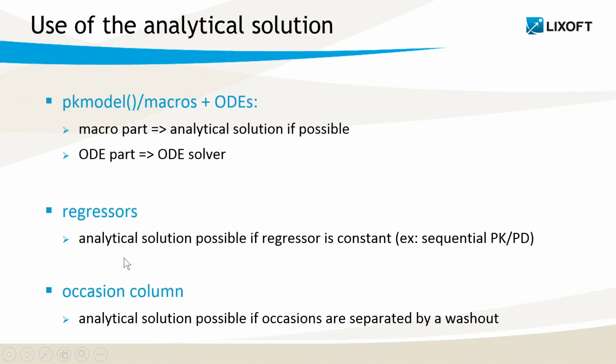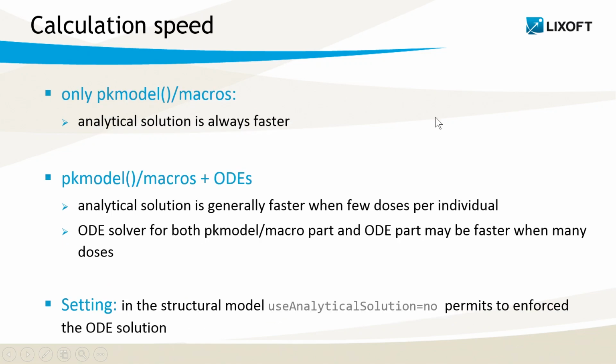Regarding regressors, the use of the analytical solution is possible if the regressors are constant over time for each individual. Otherwise, the system is not linear anymore and the analytical solution does not exist. When an occasion column is present, the analytical solution is possible when the occasions are separated by washouts.